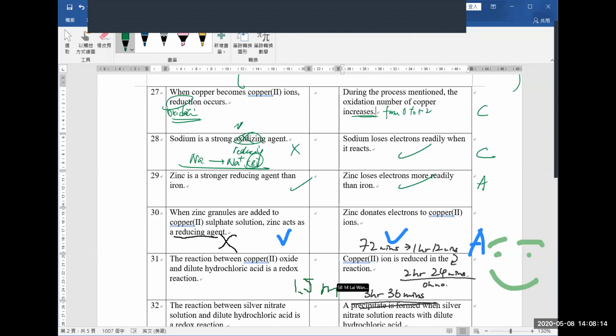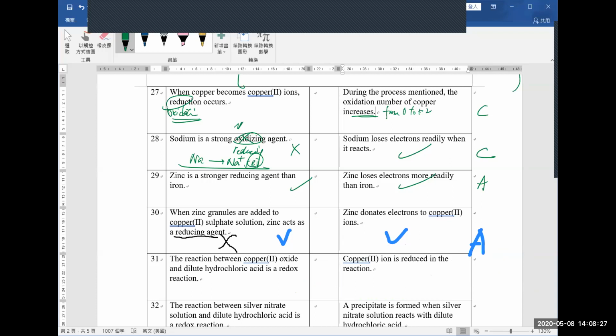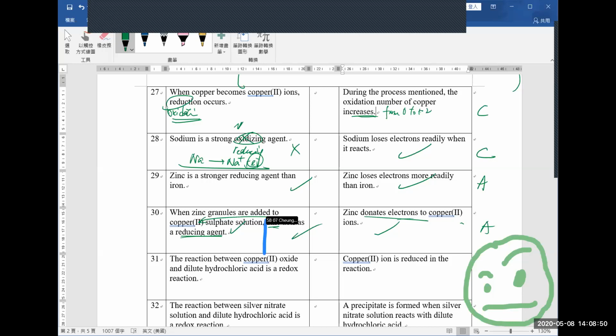Chang, what do you think? The blue mark is yours, right? It's A. Take a look. A. Now, zinc acts as a reducing agent. This statement is correct, okay? Reducing agent is correct. Zinc will lose its electrons to copper ions, right? So this is correct, it's A. And you got it finally. Congratulations. Or is it just a matter of luck? Try to prove it in your MC quiz.